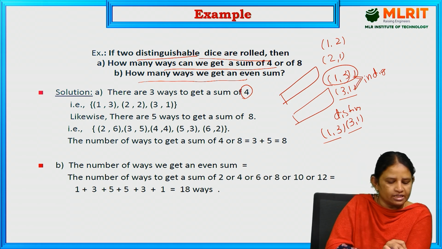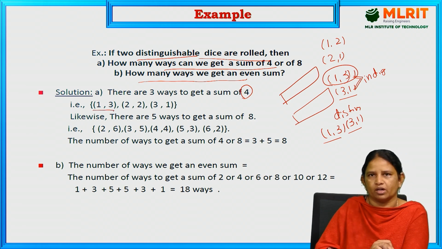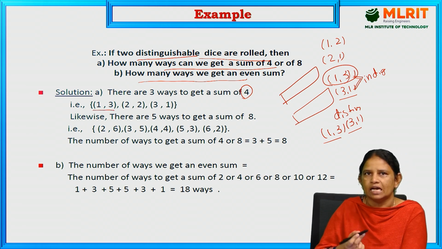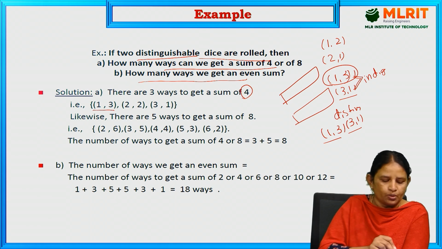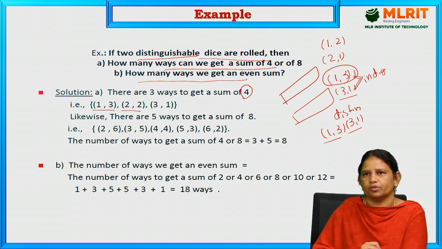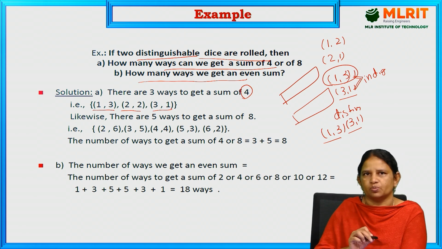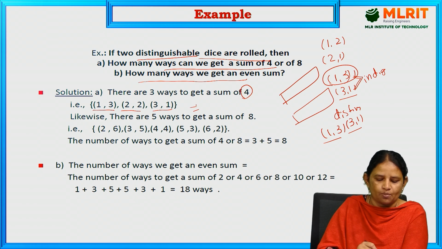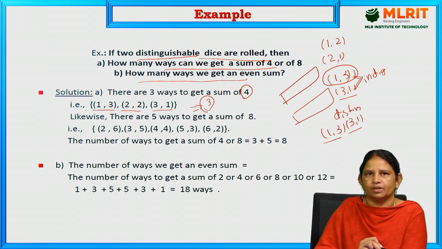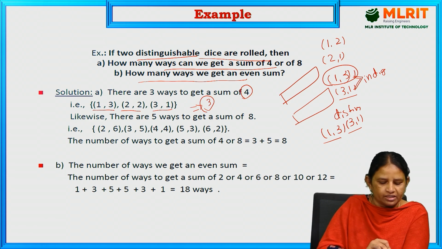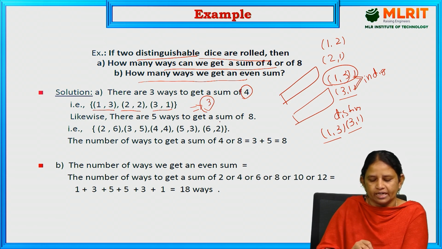The first possibility is 1, 3: the first die shows 1, the second die shows 3, and 1 plus 3 gives a sum of 4. Then 2, 2, whose reverse is also 2, 2, so there is no need to write it again. And 3, 1. These are the three possibilities. So with two distinguishable dice, the number of ways to get a sum of 4 is 3. Next, there are 5 ways to get a sum of 8.